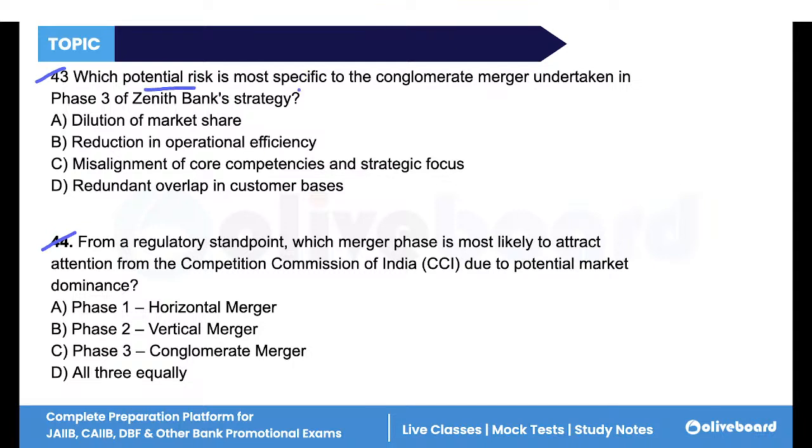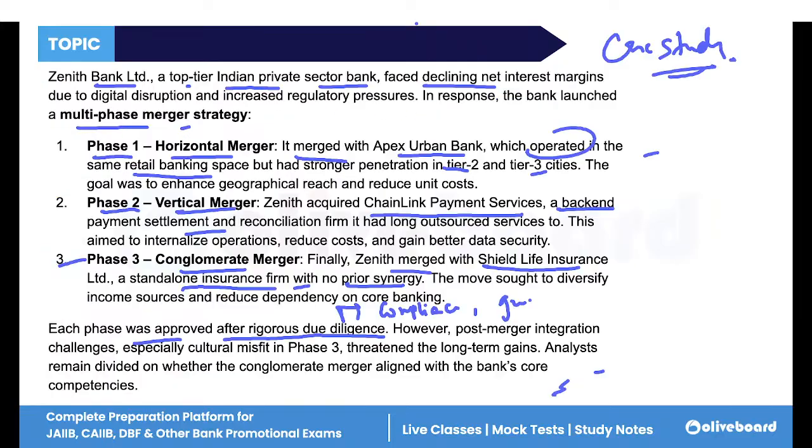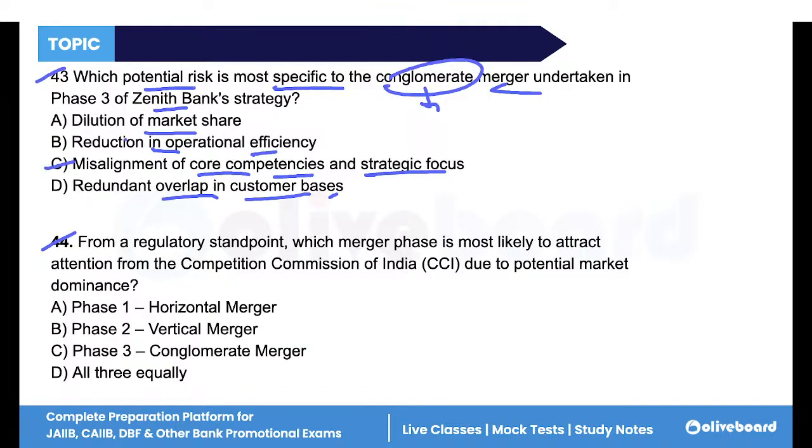Which potential risk is more specific to the conglomerate merger undertaken in phase 3? Dilution of market share, reduction of operational efficiency, misalignment of core competencies and strategic focus, or redundant overlap in customer bases. So conglomerate, if it is merging in unrelated business, why? When no prior synergy is there, so there is more chance of misalignment of their core competencies.